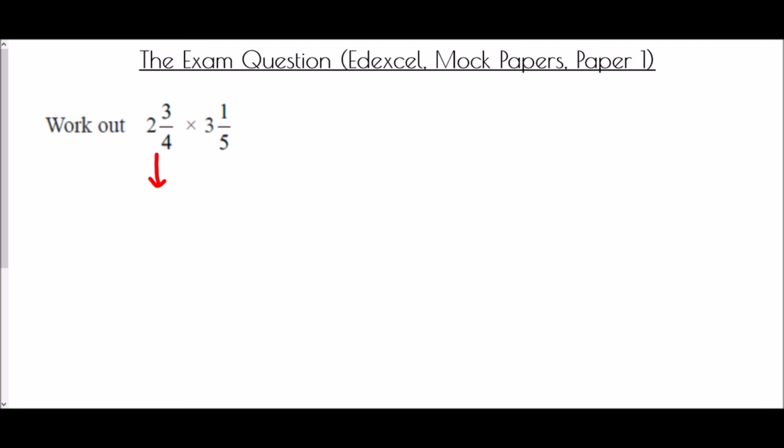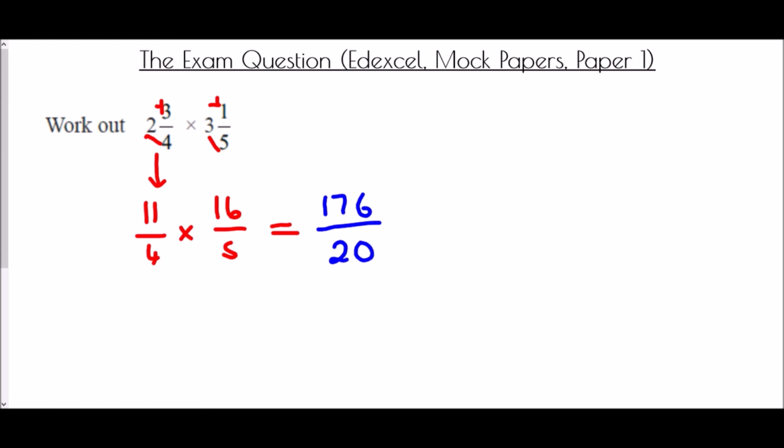So 2 3/4, I'm going to multiply the 2 and the 4 to give me 8, and then add on the 3. So that is 11/4. 3 1/5, I'm going to multiply the 3 by the 5, gives me 15, and add the 1, that gives me 16/5. Now these two things are going to be multiplied. And so if we multiply fractions, well, we multiply the top and we multiply the bottom. So 11 times 16, well, let's do 10 times 16 first, is 160, and then another 16 will be 176. 4 times 5 is 20.